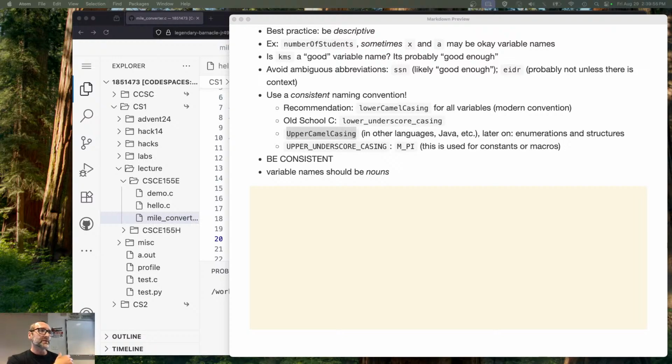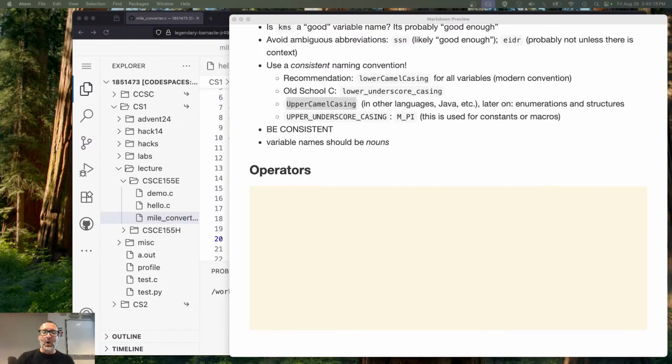Number of students, for example, or interest rate or something like that, right? Those are all nouns. When we eventually get to functions, functions do things. What's the thing in English grammar that does things? Verbs, exactly. And so we will name those after verbs. But for now, just with variables, they should be nouns. Okay? What about the operators?